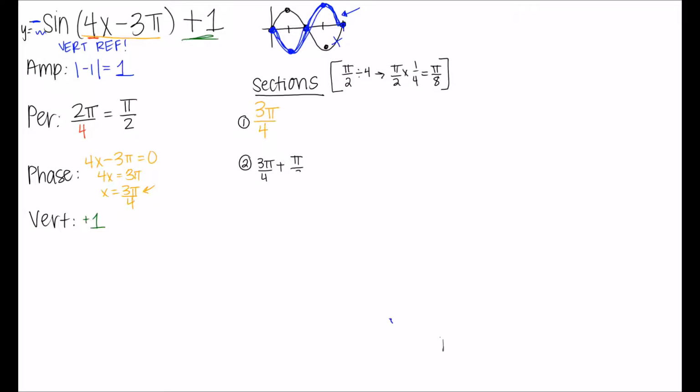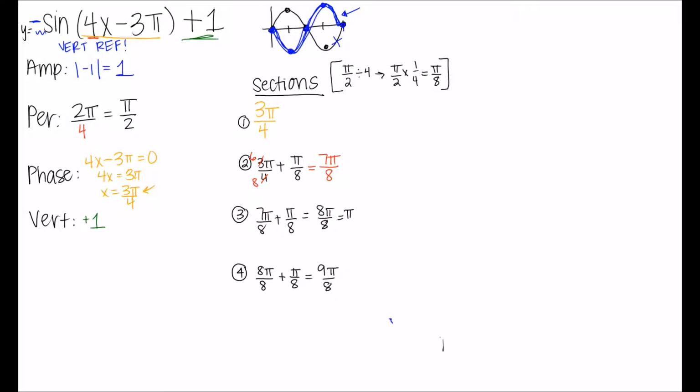plus pi over 8. If we got a common denominator here, this would be 6/8 plus 1/8, so 7 pi 8ths for the next one. And now we can kind of count by pi over 8ths to get the other sections. So our third section will be 7 pi 8ths plus pi 8ths, which is 8 pi 8ths, which is 1 pi. And then our fourth section will be 8 pi 8ths plus pi 8ths. So we're at 9 pi 8ths.